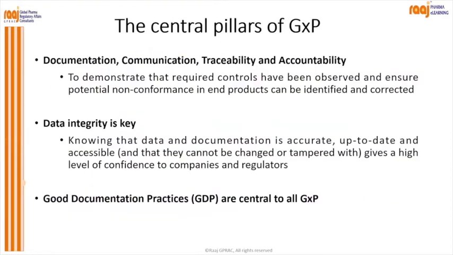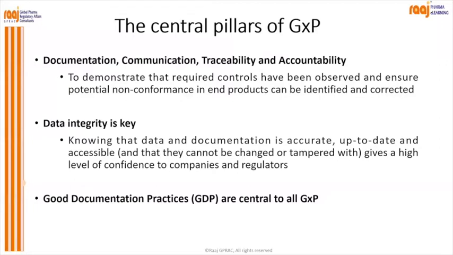So the central pillars of GxP are documentation, communication, traceability, and accountability, which demonstrate that required controls have been observed and ensure potential non-conformance in end products can be identified and corrected. I hope this is a pretty straightforward sentence to understand. If you have not understood, please raise your hand and you can ask me your doubts.